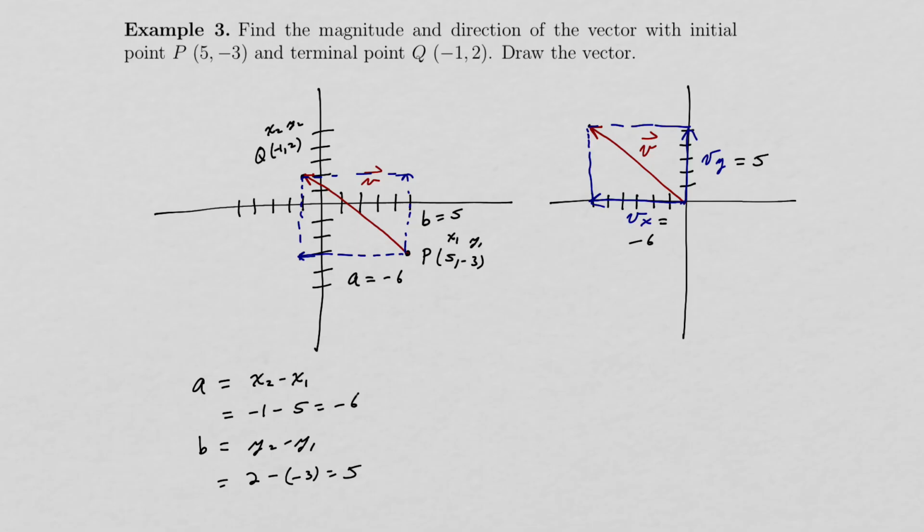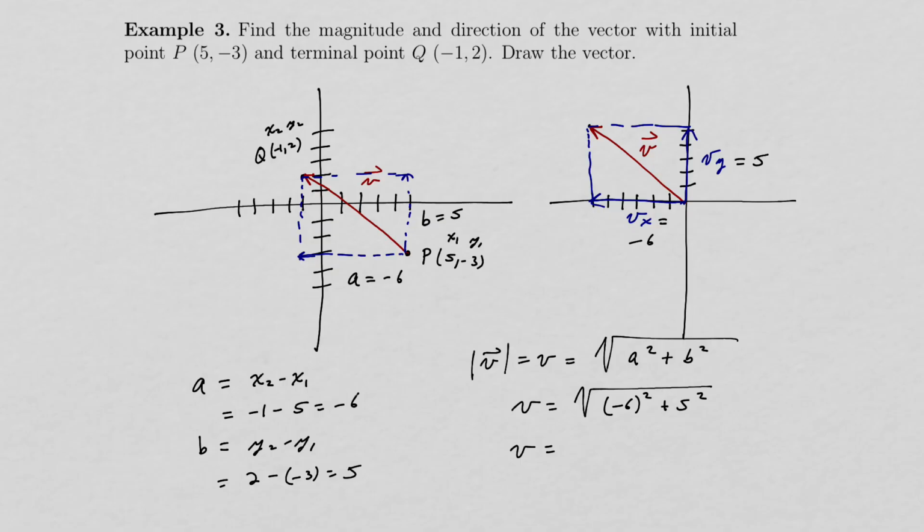All right, so how do I find the magnitude? How do I find the length of this? Well, to find the length, I'm just going to use the Pythagorean theorem. So the length of v, or the magnitude of v, is the square root of a squared plus b squared. So v is the square root of (-6) squared, and you have to be careful, I'm squaring the entire negative 6, plus 5 squared. If you work that out, this is 36 plus 25, which is the square root of 61.